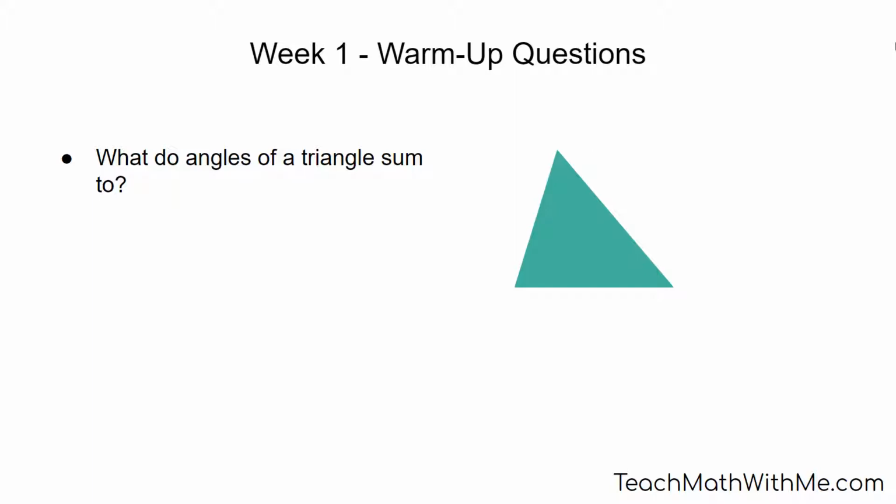So what do angles of a triangle sum up to? Remember that a triangle is a three-sided figure, and that also means it has three angles. So what do those three angles of a triangle sum to? You should have gotten 180.